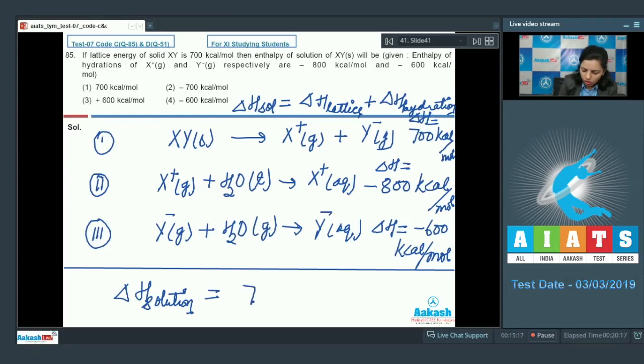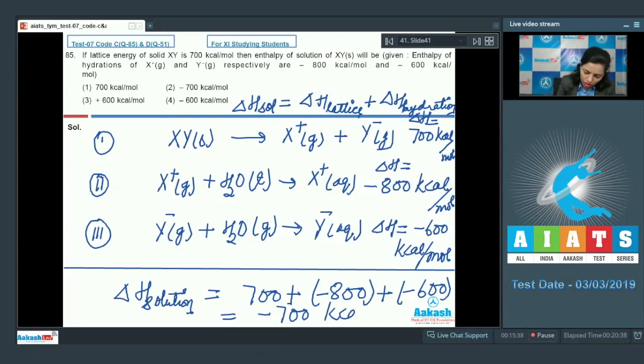That is equal to 700 kilocalorie per mole plus minus 800 kilocalorie per mole plus minus 600 kilocalorie per mole. So if you solve this, you will identify that this value is minus 700 kilocalorie per mole. This is the enthalpy of the solution for this case. So now, which option is correct in this case? Definitely the correct option is option 2, in which this value is correctly given. So just choose this as your correct answer.